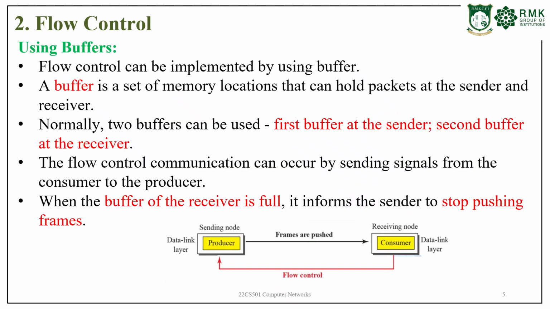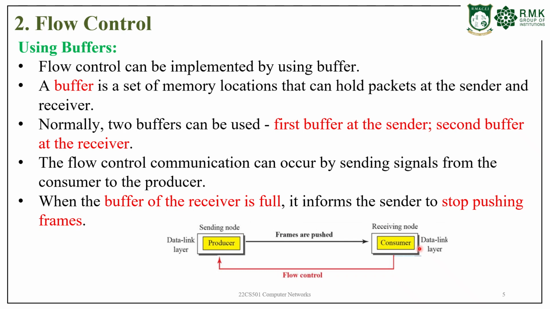So how is this going to be controlled? It is going to be controlled by using buffers. Yes, flow control can be implemented by using buffers. A buffer is a set of memory locations that can hold packets at the sender's end and the receiver's end. Normally, two buffers can be used: one buffer at the sender's end, the other buffer at the receiver's end.